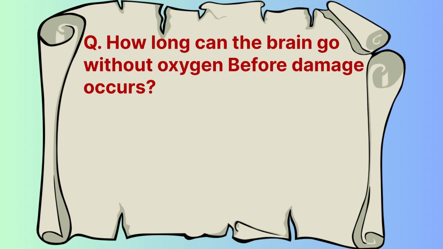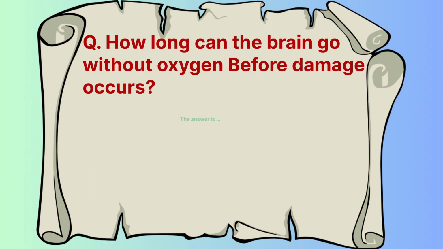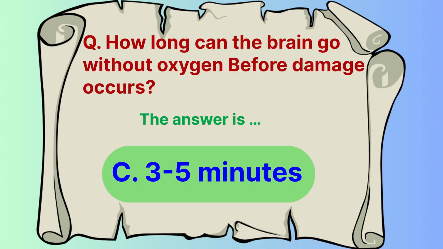So next question, how long can the brain go without oxygen before damage occurs? So options are 1 minute, 10 minutes, 3 to 5 minutes, 15 minutes. So the correct answer is option C 3 to 5 minutes.